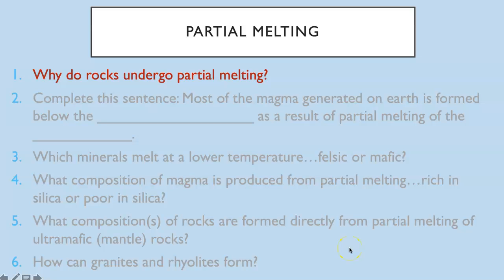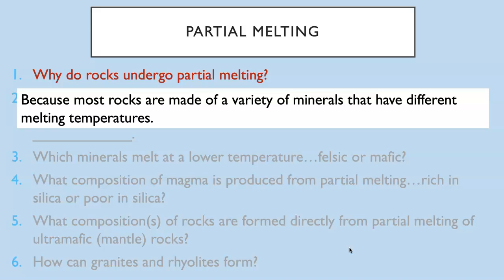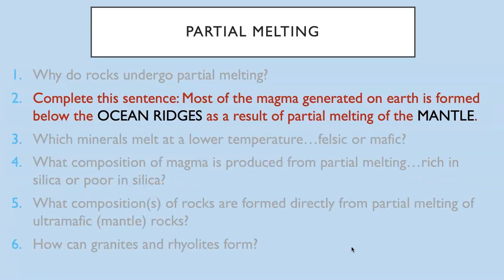Finally, you watched a video about partial melting. Why do rocks undergo partial melting? Well, it's because rocks are not made of just one kind of mineral. They're usually made of a variety of minerals, and they have different melting temperatures. Unlike a piece of ice, which melts at 32 degrees Fahrenheit or 0 degrees centigrade, minerals have a range of melting temperatures. So if you start to melt a rock by one of those three methods we just talked about, not everything melts at the same time. The rock partially melts.